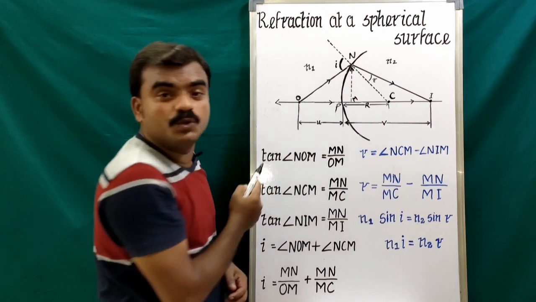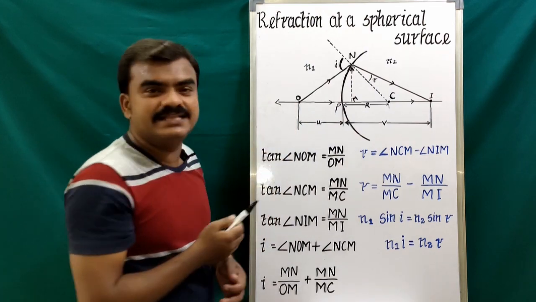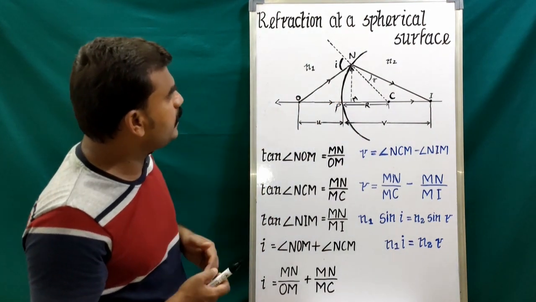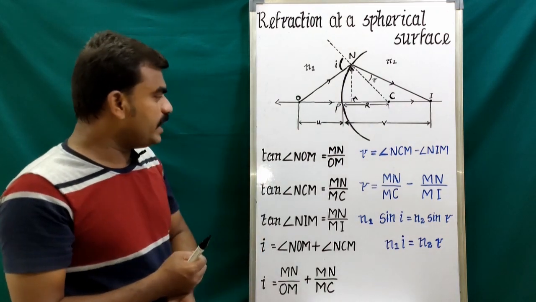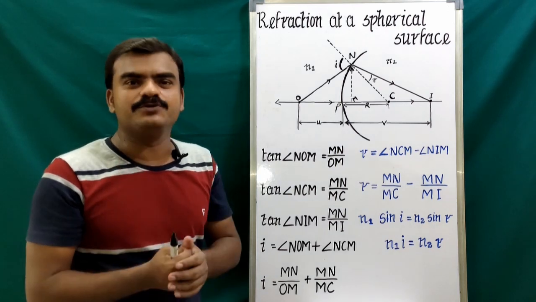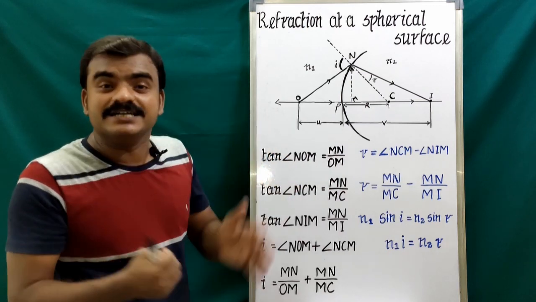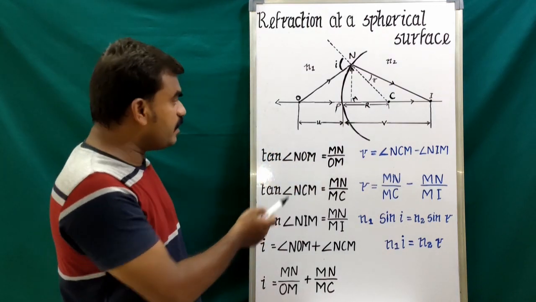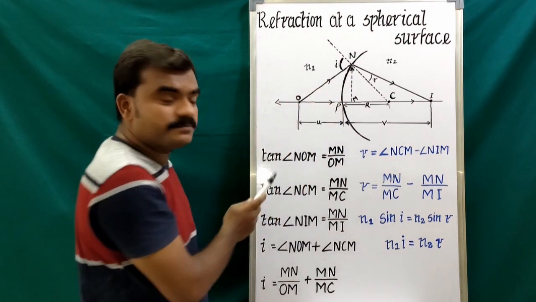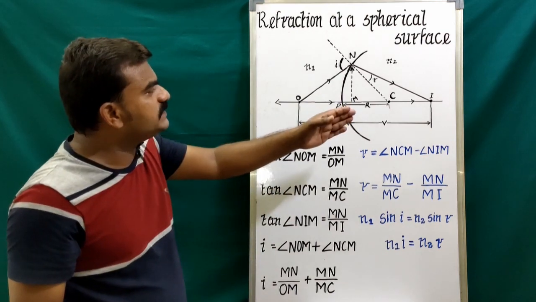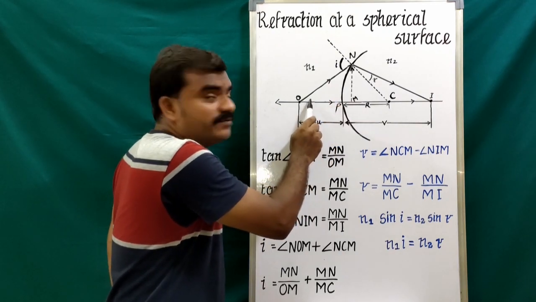Now we have the value of OM, which is U, and of NM, so we can easily find this angle. For this triangle, we can get the angle by using trigonometry. You know trigonometry, try to remember from our lower classes: tan theta, sin theta, cos theta. Here we can get the angle using tan. Tan theta, that is tan NOM, is equal to opposite side by adjacent side.